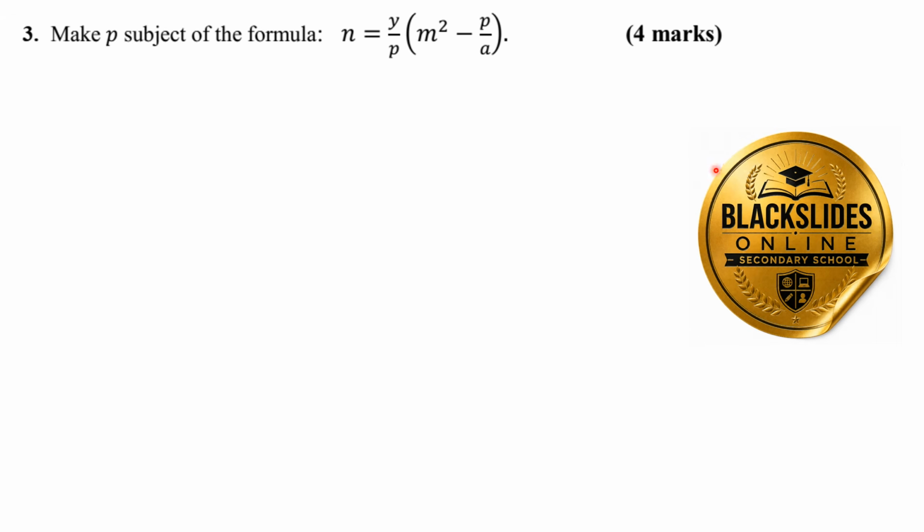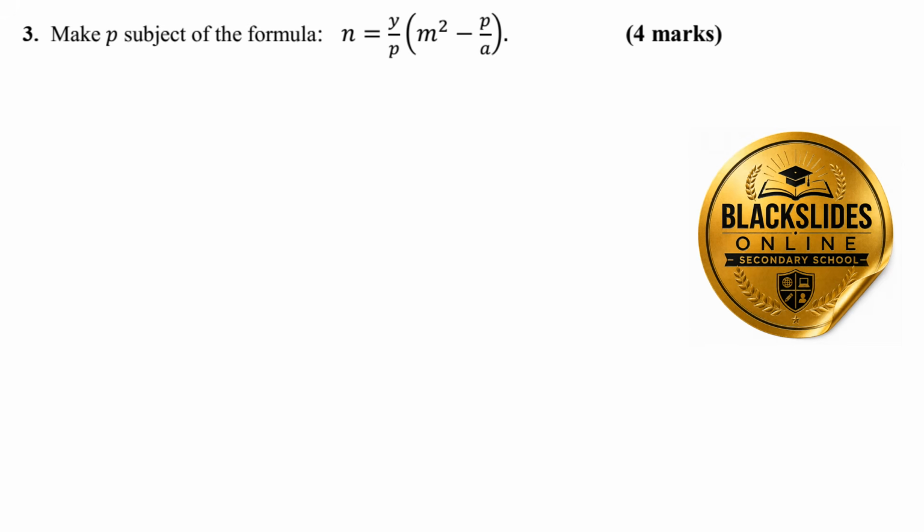Question number 3. Make p the subject of the formula n equals y over p, open brackets, m squared minus p over a, close brackets. In other words, what the question is asking us to do is to have the expression written as p equals something. So that's the job we have to do, to make p the subject.